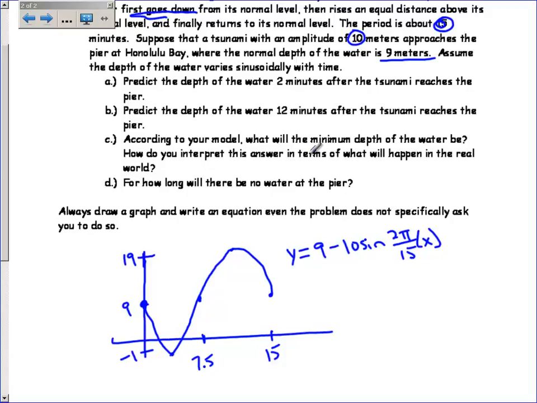According to our model, what will the minimum depth of the water be? The minimum depth of the water is -1. And what does that mean for a depth to be -1? Well, if the depth is -1, that means there's no water in the bay at all. The water has gone back out somewhere, so it's nothing but sand. And then for how long will there be no water at the pier?